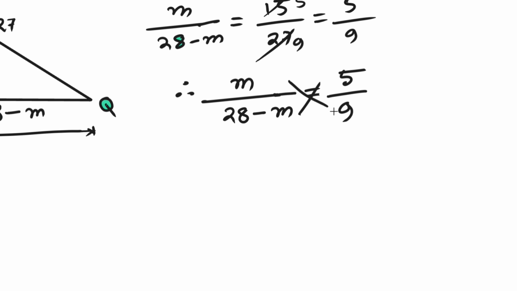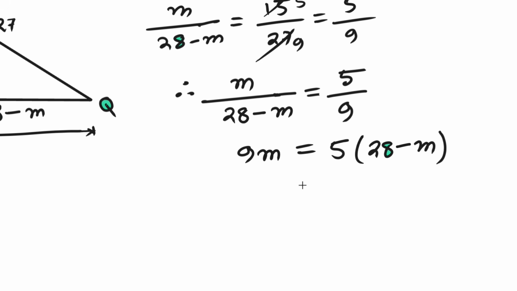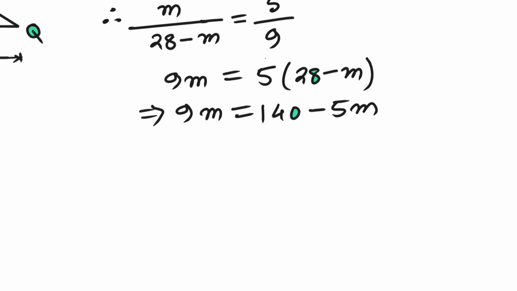Now we can use cross multiplication. Multiplying M by 9 gives us 9M, and multiplying 5 by the quantity 28 minus M gives us 5 multiplied by the quantity 28 minus M. So we have 9M equals 5 multiplied by the quantity 28 minus M. Let's expand the right-hand side carefully. 5 multiplied by 28 is 140, and 5 multiplied by negative M is negative 5M. Therefore, 9M equals 140 minus 5M.